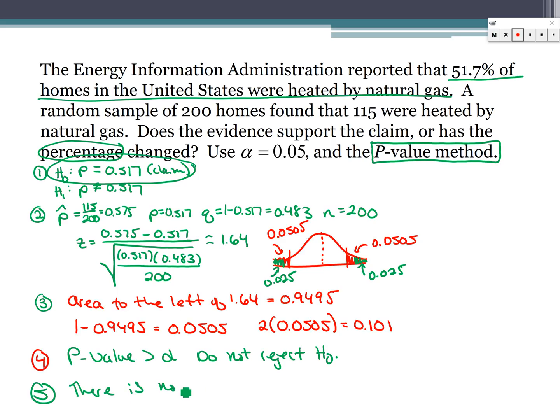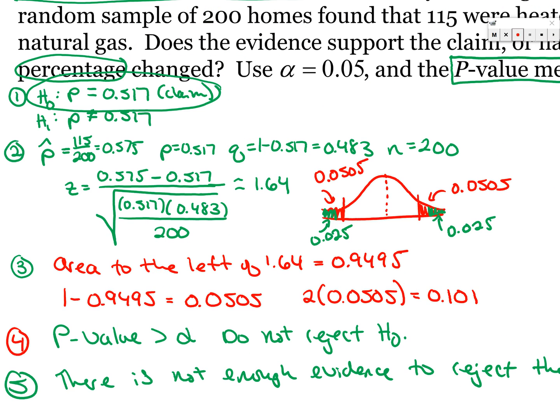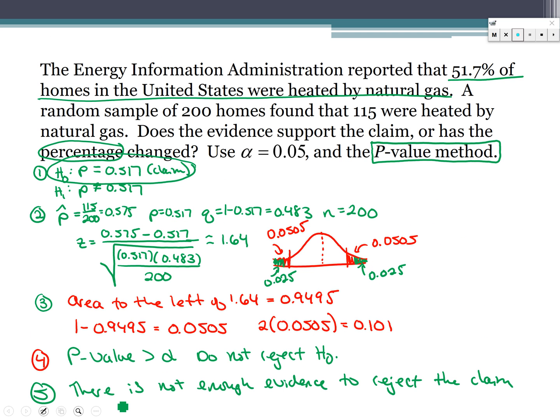So there is not enough evidence to reject the claim that... I'm running out of space. The claim that, and all I can do is etc. I'm out of space up here, but it'd be the claim that the percent of homes heated by natural gas is 51.7%, or something along those lines.